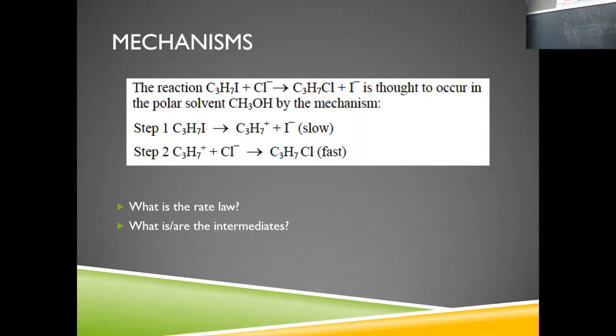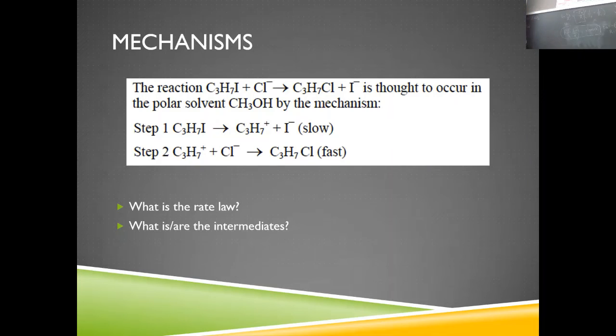Okay, so we talked a little bit about mechanisms today. We've got a 2-step mechanism here. This is more like what I would propose for you. So first of all, what is the rate limiting or rate determining step for this reaction? Step 1 or step 2? And how did you get that? Slow step. So slow step is rate determinant.